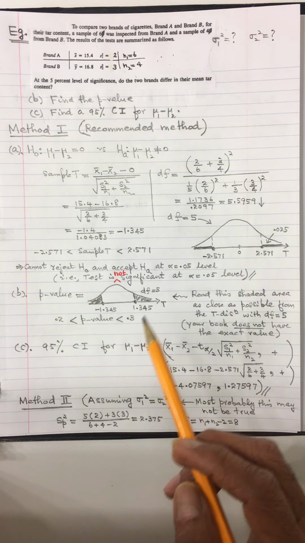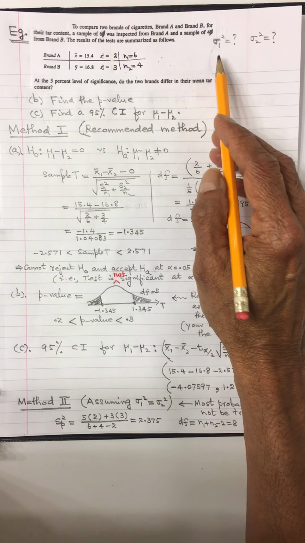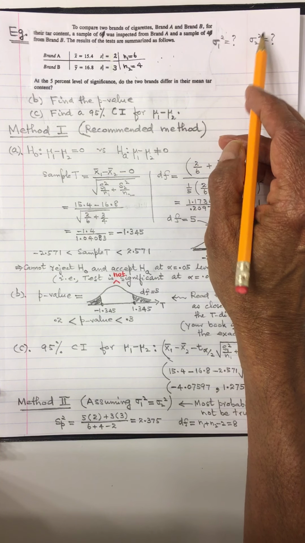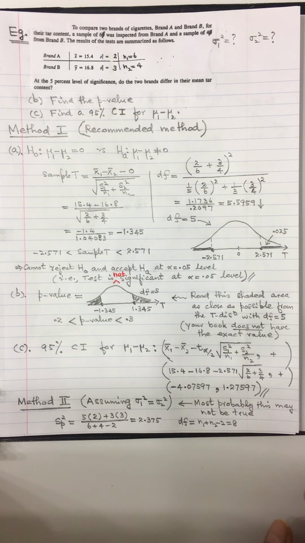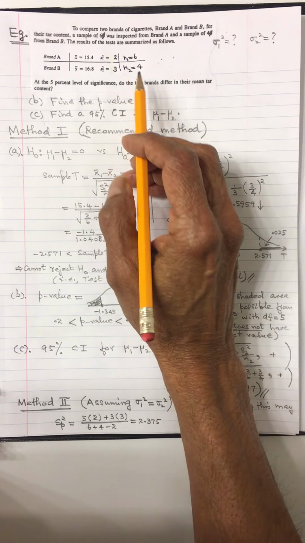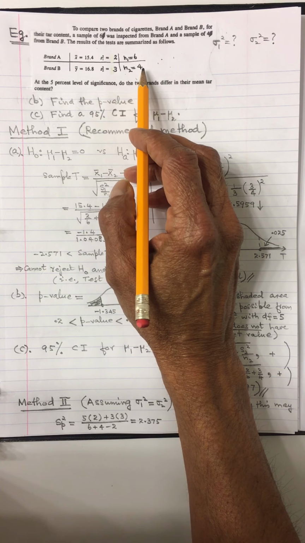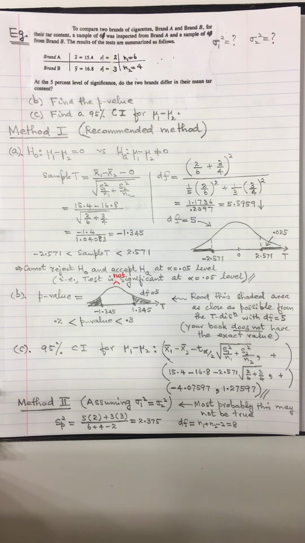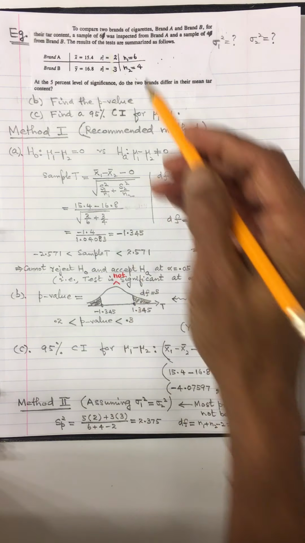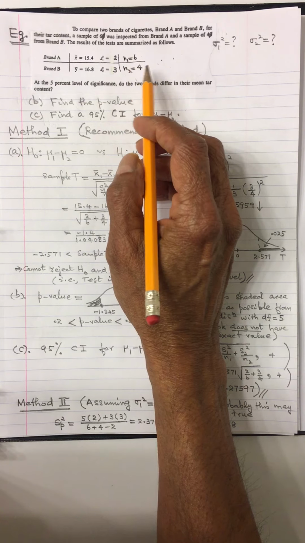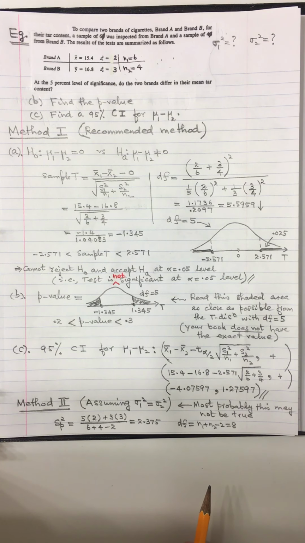In this question, the variances for the populations, sigma 1 square and sigma 2 square, are not given. So along the way we have to estimate them, and also the sample sizes are very small. Since the sample sizes are very small, the initial populations have to be somewhat normal, or at least very close to normal.